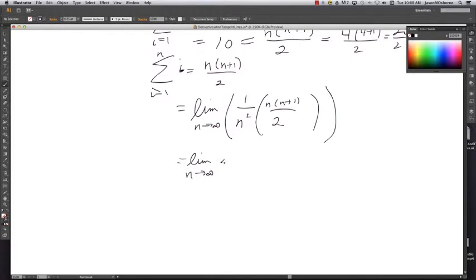We are at the second step now. Maybe I can simplify this a little bit. This will be n squared plus n divided by 2n, right? Oh, sorry, that's 2n squared.